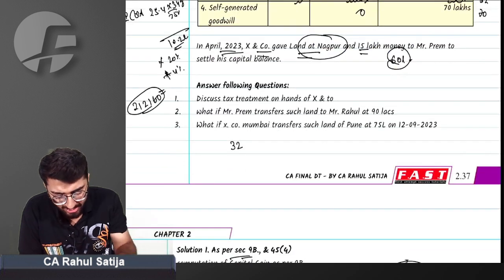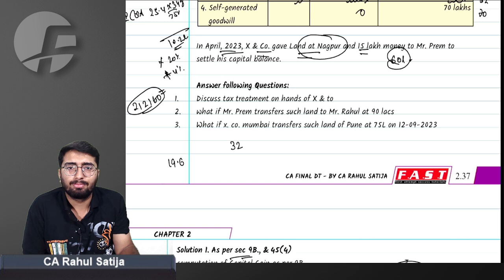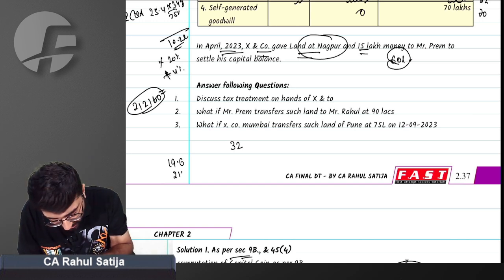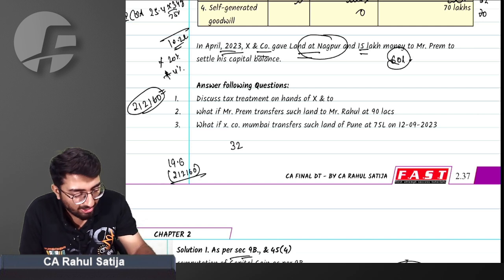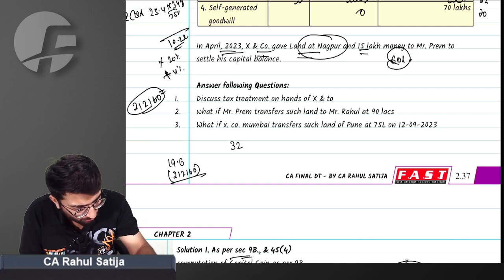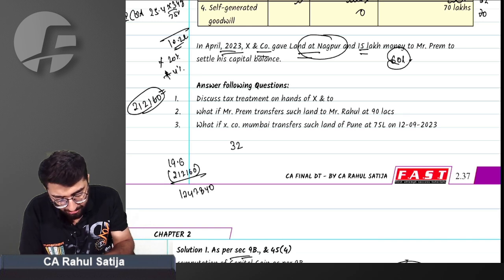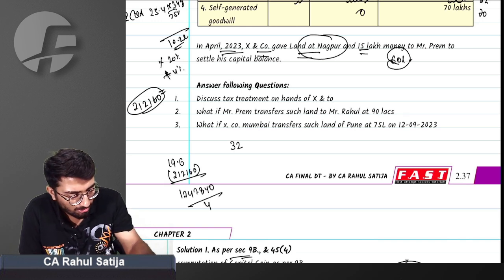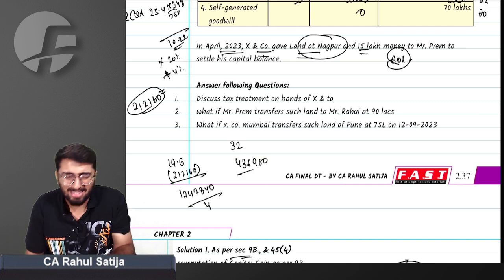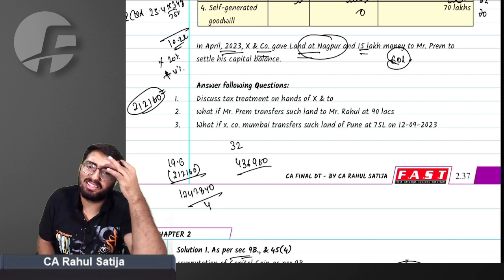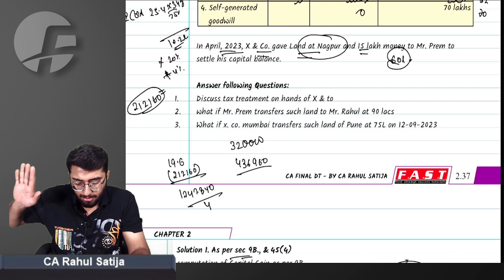Can I say 19.6 lakh would have been the book profit, the book gain of the firm, and 212160 would have been tax on that. So ultimately, the firm would have gained by 17 lakh 47,840, and 1/4 would have been the share of Mr. Prem. So his net capital would have been increased by 436,960. Can I say this?